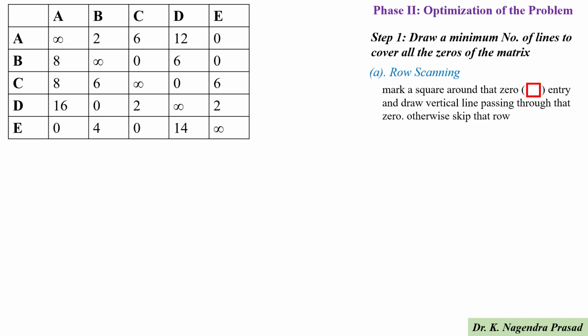First I go to the first row. In the first row there is only one 0, so mark a square and draw a vertical line. Then in the second row there is exactly one 0, so mark a square and draw a vertical line. Similarly in the third row there is only one 0. Mark a square and draw a vertical line. And the fourth row also has only one 0, so mark a square and draw the vertical line. And the fifth row also has only one 0. Mark a square and draw a vertical line.